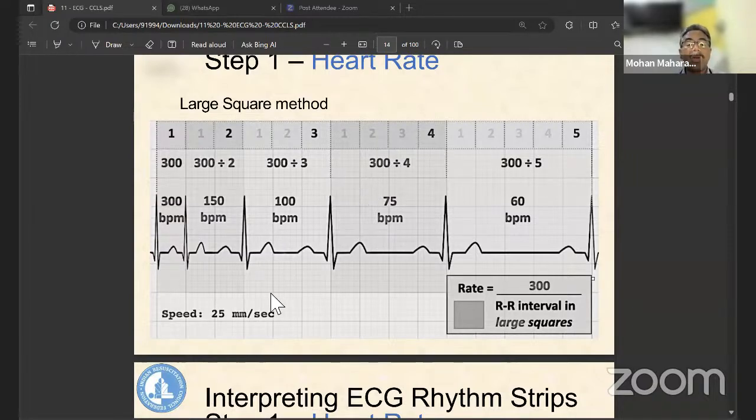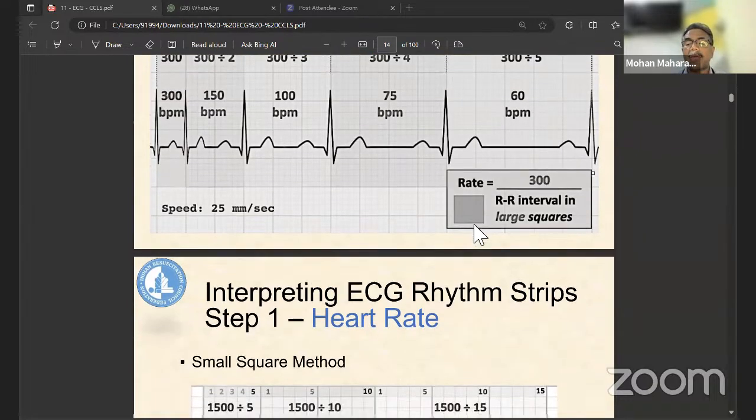When you do this, please remember the speed should be 25 mm per second. If the speed changes, this changes, because the duration is 0.2 seconds only when you keep the speed at 25 mm per second. So you have to check this before calculating any of the rates. And if there are 5 large squares, it is going to be 60 beats per minute. So that's how we can calculate the rate in another way.